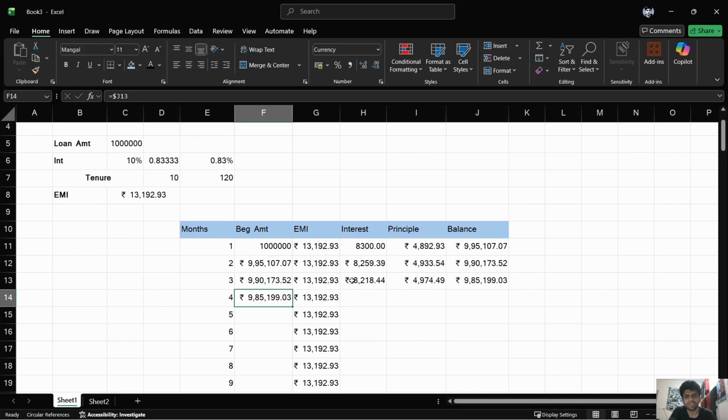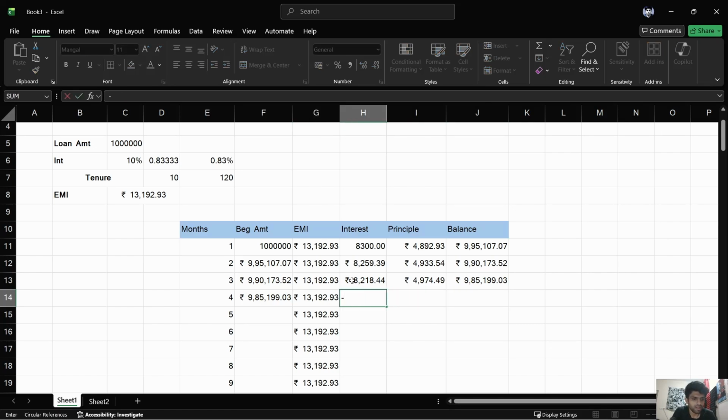J12, because see there's a pattern, J11, J12, J13, and now we'll be calculating it for the last time. The beginning amount into the rate of interest. I will be locking it here itself.